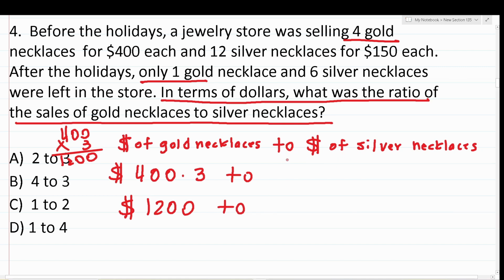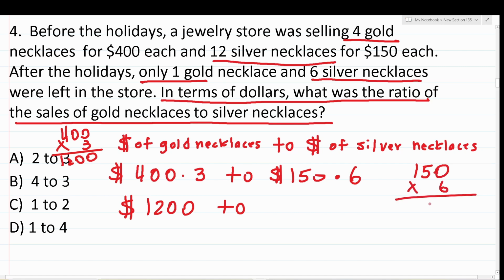We know silver necklaces cost $150 each. I wish they were $1.50. And now we have to figure out how many of those were sold. Well, according to the problem, there were 12 in the store before the holidays. After the holidays, there were 6. 12 minus 6 is 6. So to figure out the total amount in terms of dollars of the silver necklaces that were sold, we're going to do 150 times 6.